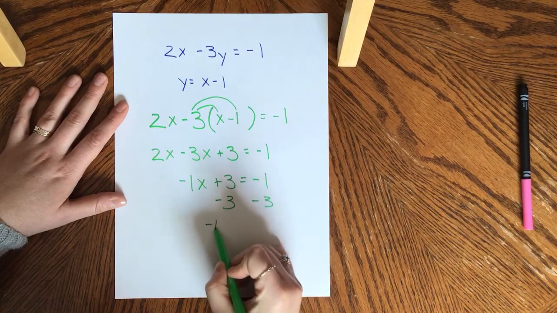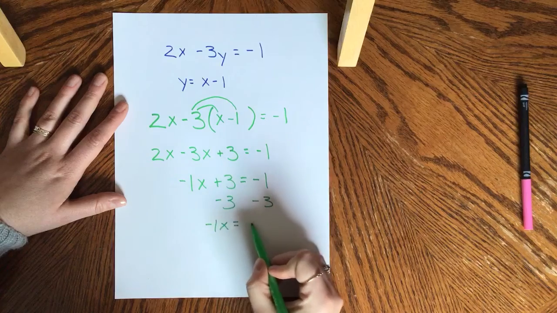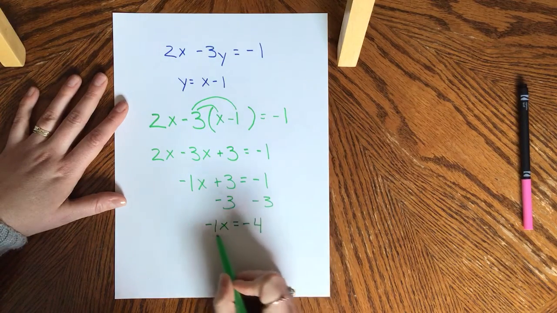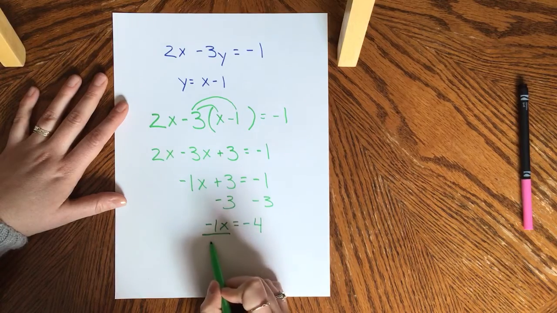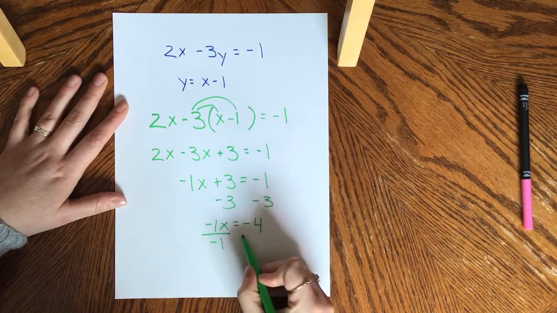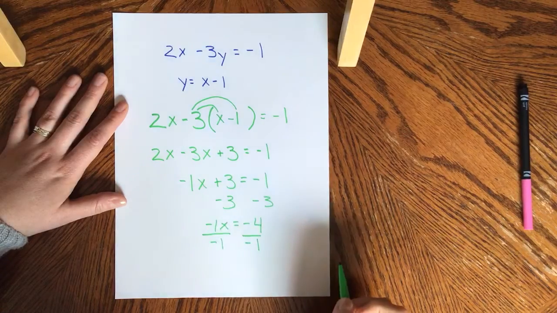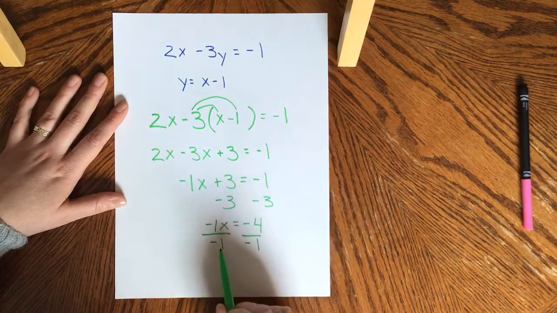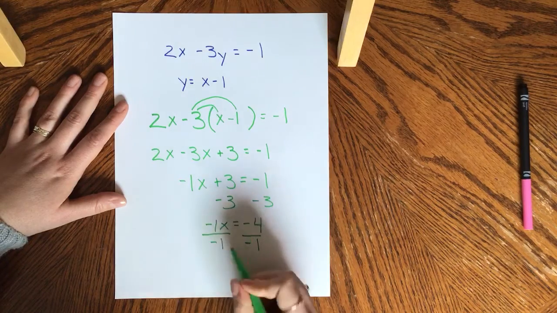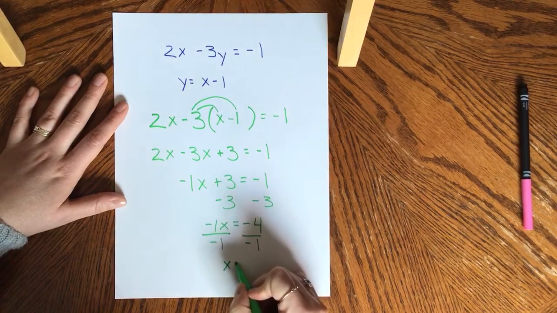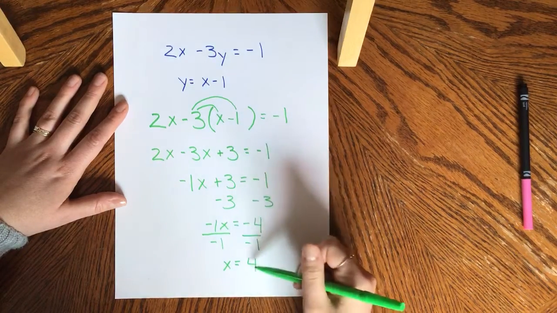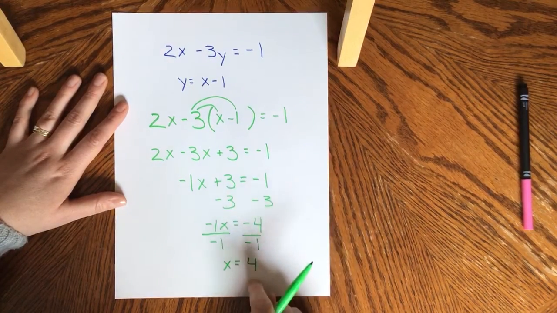So now I have negative 1x equals negative 4. Now, if I divide this side by negative 1 to get this all by itself, I'm going to divide this side by negative 1 also. So I have x equals negative 4 divided by negative 1, and that's x equals 4. Two negatives divided equals a positive. So now I know my x.